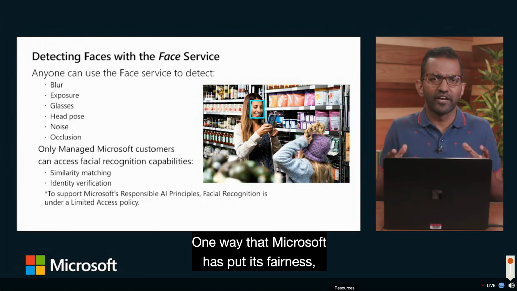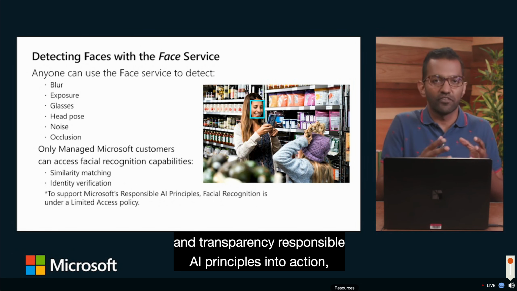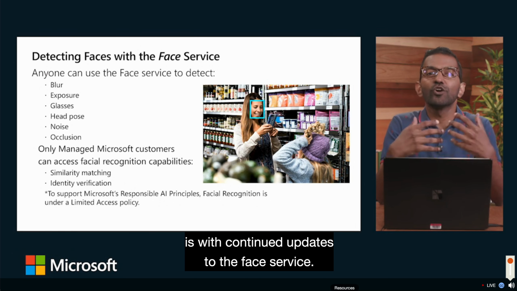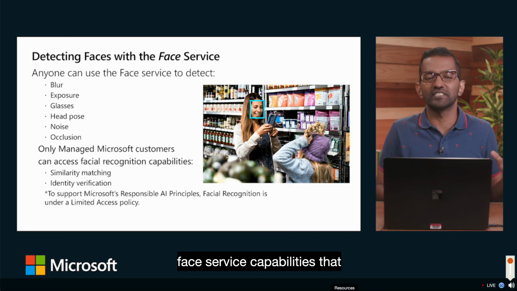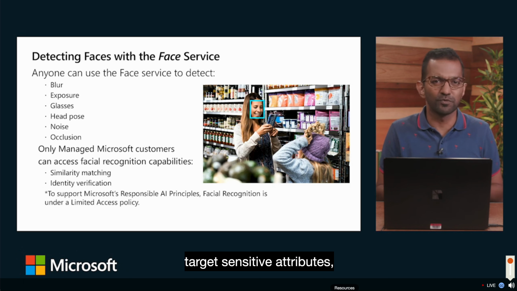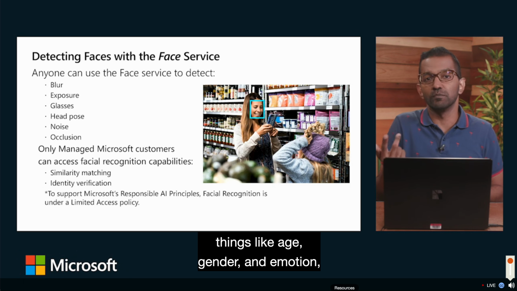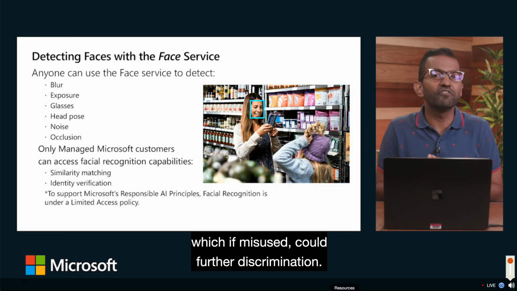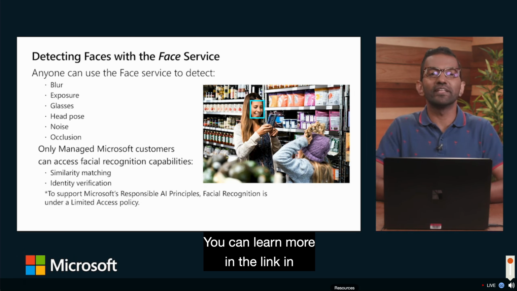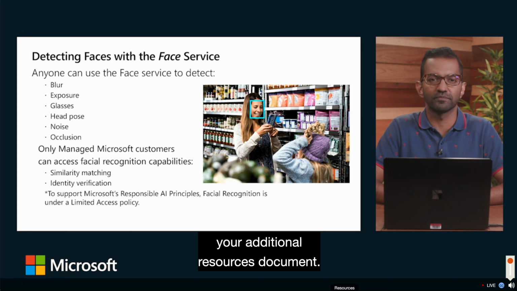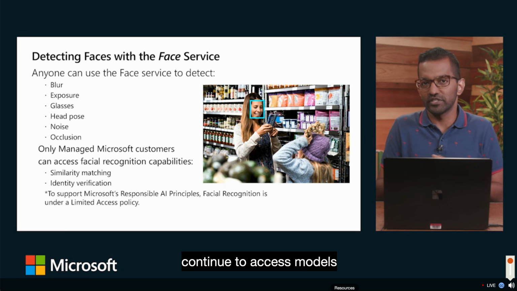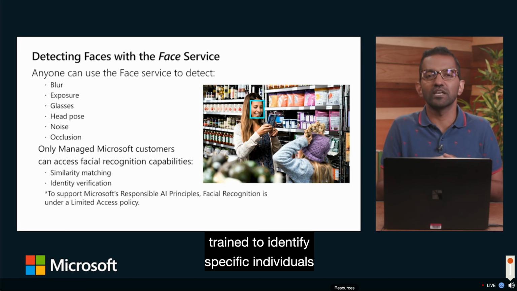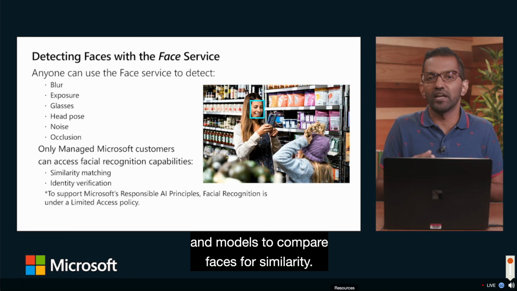One way that Microsoft has put its fairness and transparency responsible AI principles into action is with continued updates to the face service. The cognitive services team is retiring face service capabilities that target sensitive attributes, things like age, gender, and emotion, which, if misused, could further discrimination. You can learn more in the link in your additional resources document. Only Microsoft managed customers can continue to access models trained to identify specific individuals based on the location of facial features and models to compare faces for similarity.